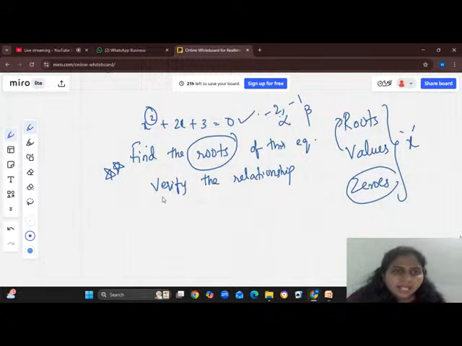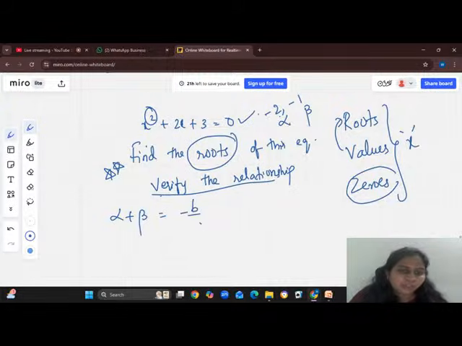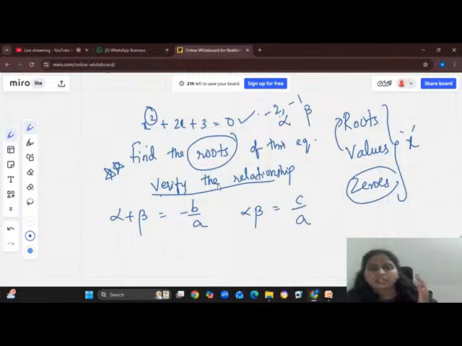So whenever they ask you to verify the relationship, again you have to go with your alpha plus beta equal to minus b by a and alpha beta equal to c by a, and find out and verify whether they are satisfied or not. Okay, this is a very, very important question.